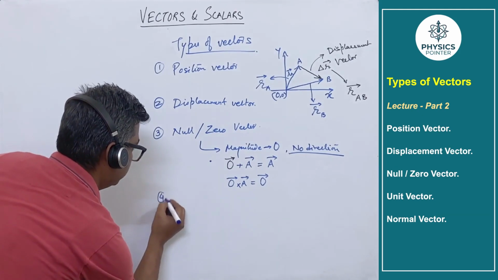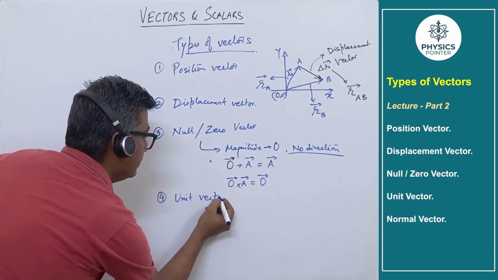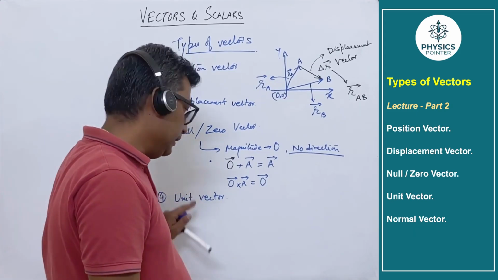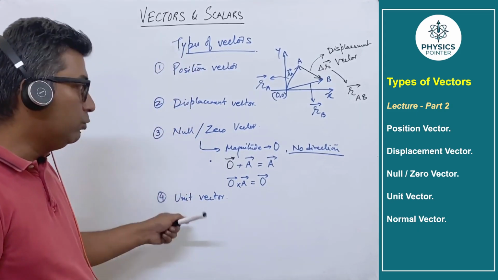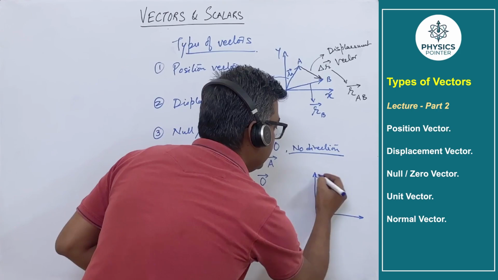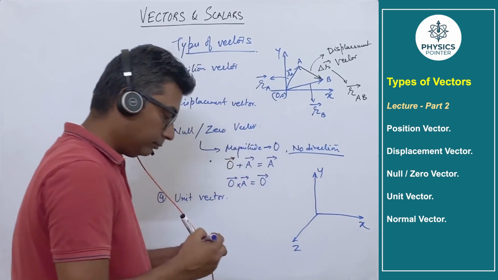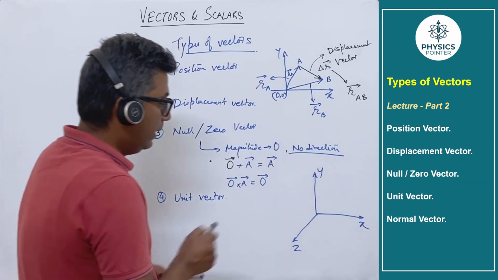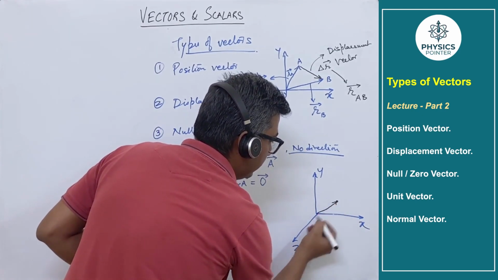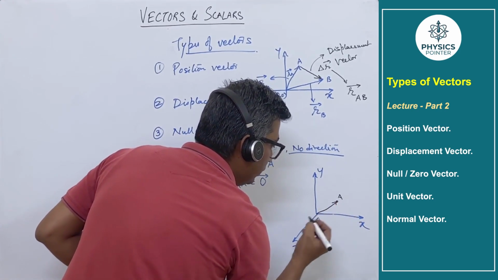Fourth one is the unit vector. This is one of the most important vectors that you will come across each and every time. For this, you need to understand the Cartesian system. Let's build a Cartesian coordinate system x, y, and also let's say I have a z. I have a point somewhere here, a position vector. Let's take a position vector A, and this is the origin.